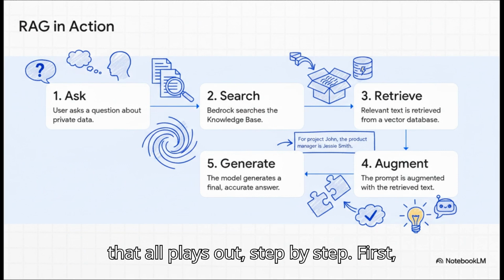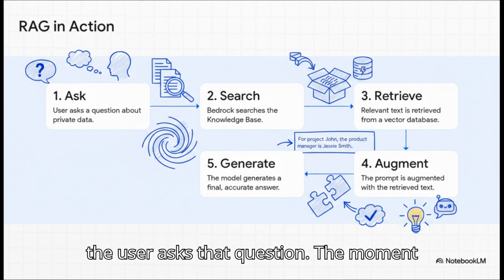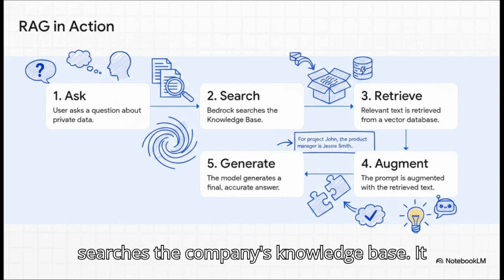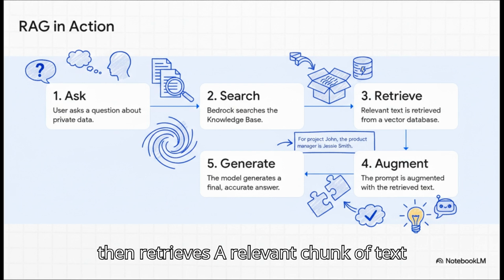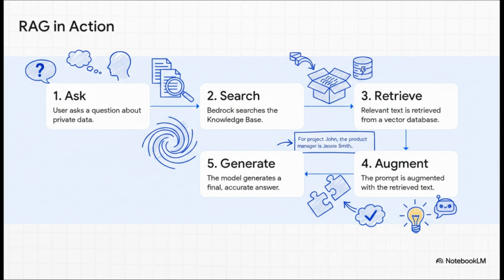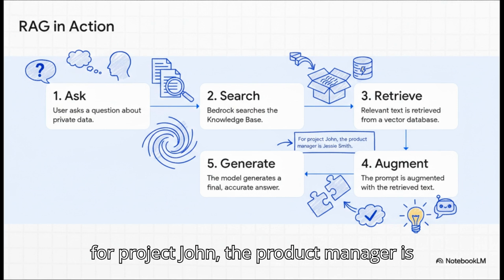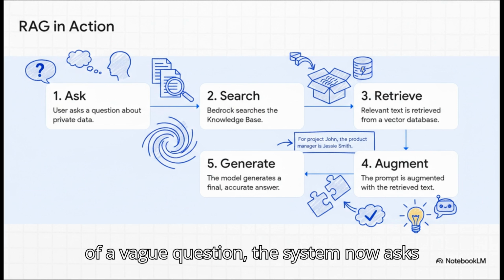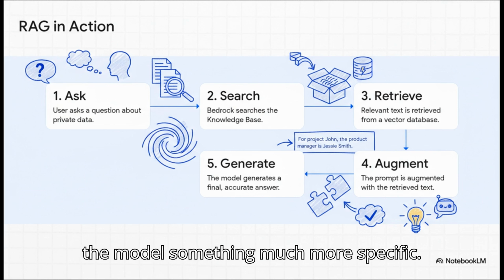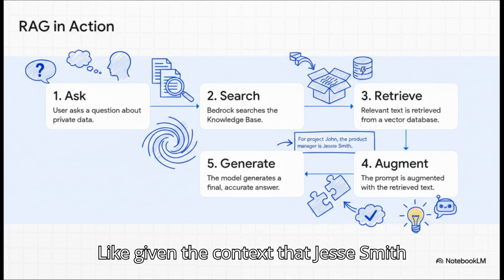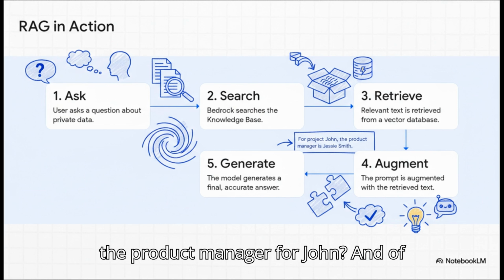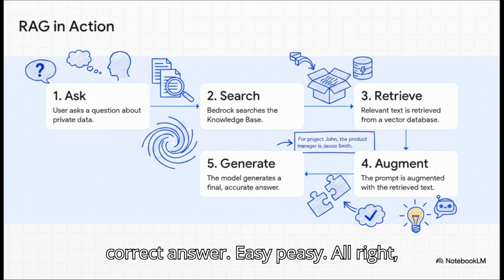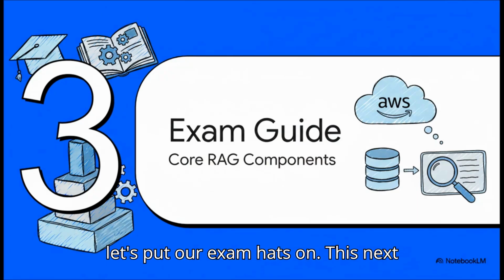So here's how that all plays out, step by step. First, the user asks that question. The moment they do, Bedrock kicks into gear and searches the company's knowledge base. It then retrieves a relevant chunk of text from what's called a vector database. Maybe it's a document snippet that says, for Project John, the product manager is Jesse Smith. Then, here's the magic, the original prompt gets augmented. So instead of a vague question, the system now asks the model something much more specific, like, given the context that Jesse Smith is the product manager for John, who is the product manager for John? And of course, with that crucial piece of context, the model can generate the correct answer. Easy peasy.